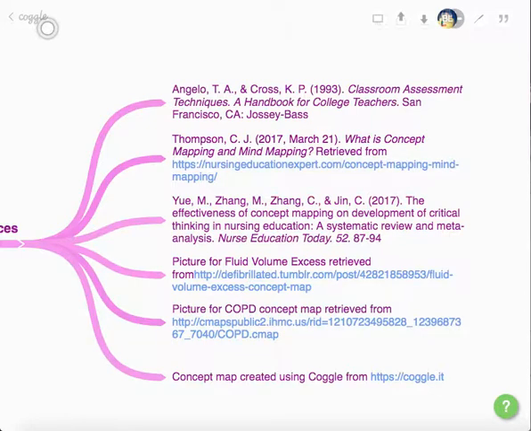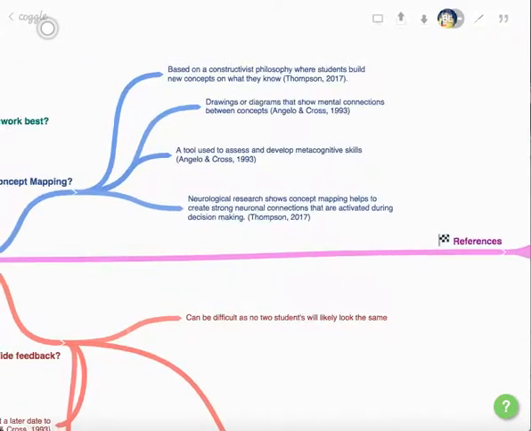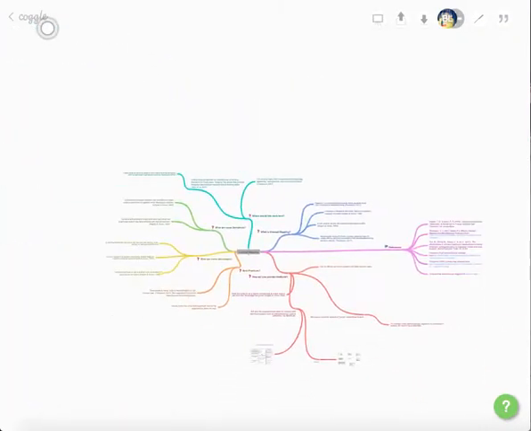I hope this helped to explain the topic of concept mapping more, and I encourage you all to try it in your classes. I've had great feedback from my students so far.